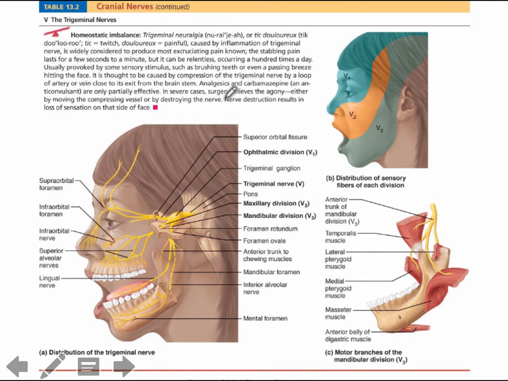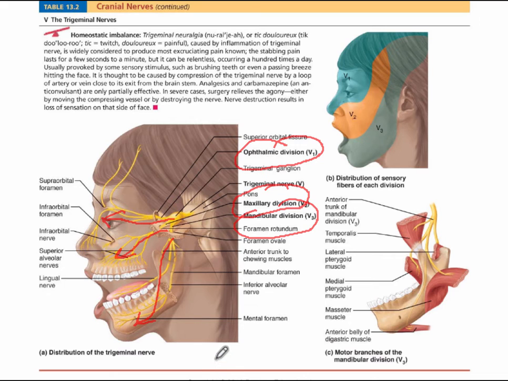So the next one is the trigeminal nerve, which is cranial nerve number five. It's a very massive nerve, and it is one that has three different parts to it. It has one region called the ophthalmic division associated with the eye. It has a region called the maxillary division and the mandibular division. And you can see that it's a pretty gigantic nerve. It's going to cover a large area of the face.